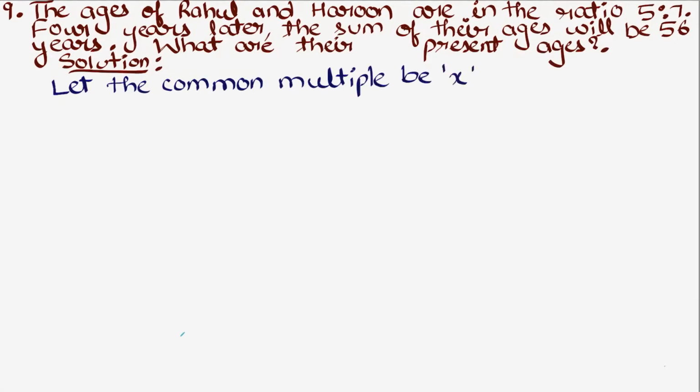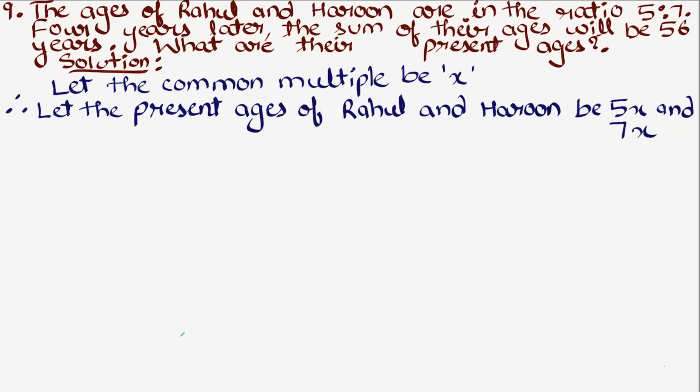Always in such age-based problems, we consider the present age as something, then we compare that present age with past or future ages. So, let the common multiple be x. Therefore, the present ages of Rahul and Haroon will be 5x and 7x respectively.